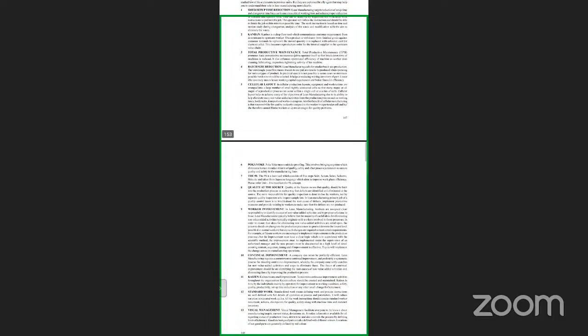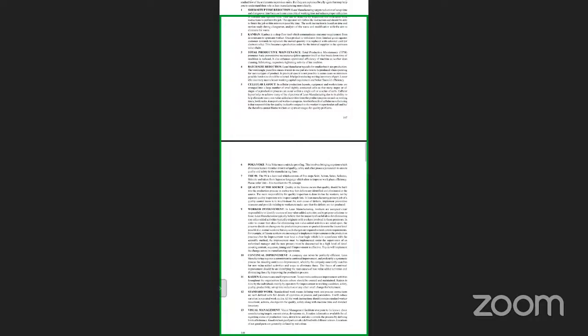Next, Poka-yoke. Poka-yoke means mistake proofing. It involves bringing in a system which eliminates human mistakes in terms of quality, safety, and other process parameters to ensure quality and safety in the manufacturing lines.